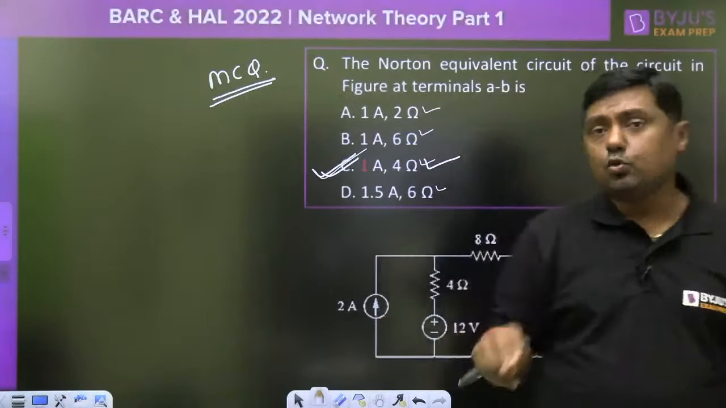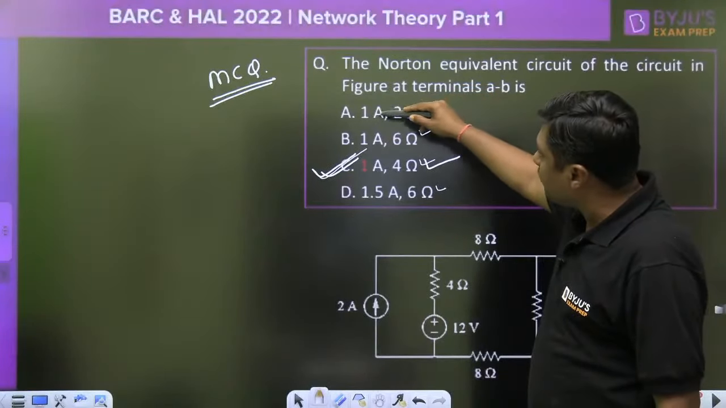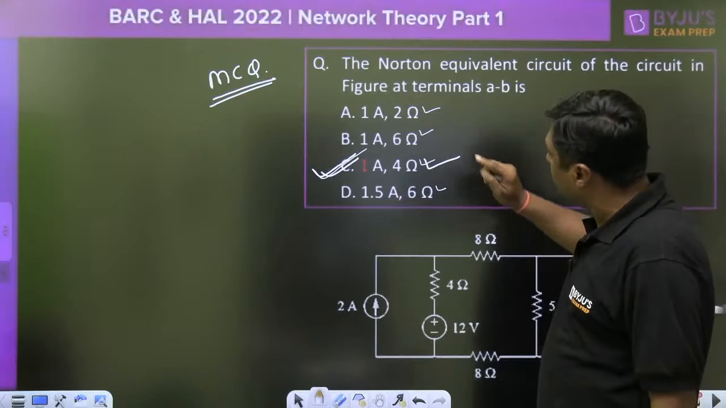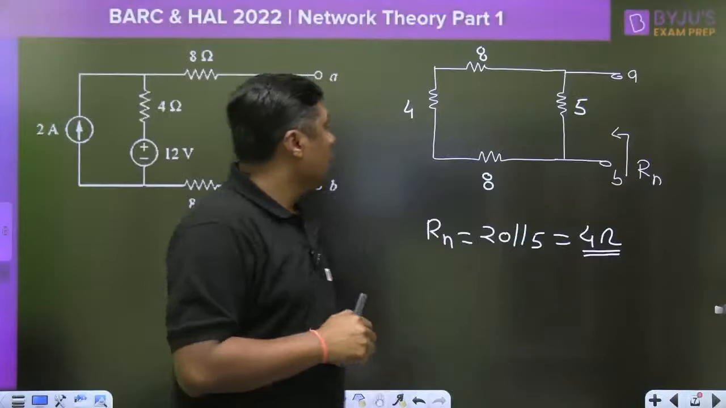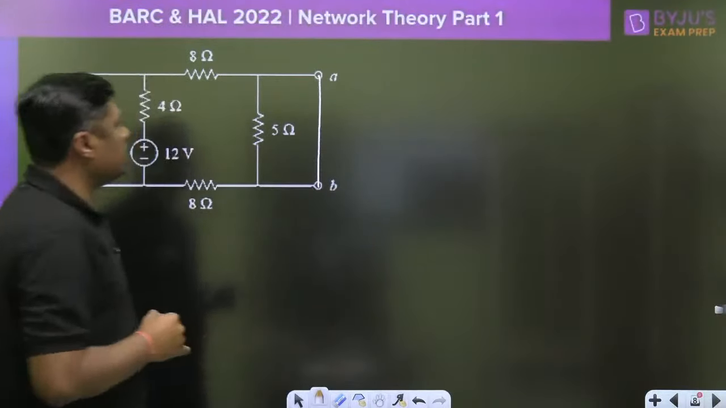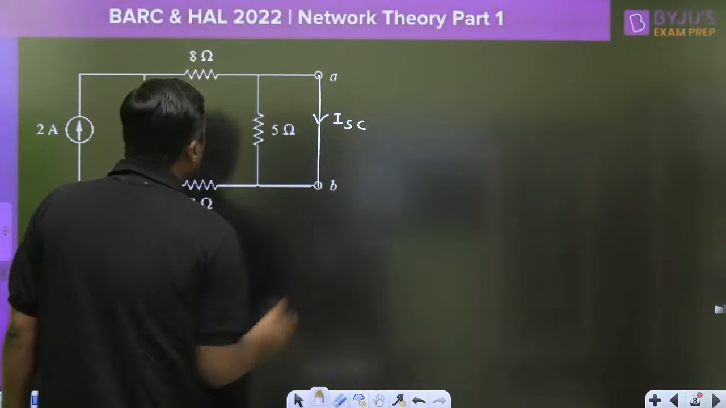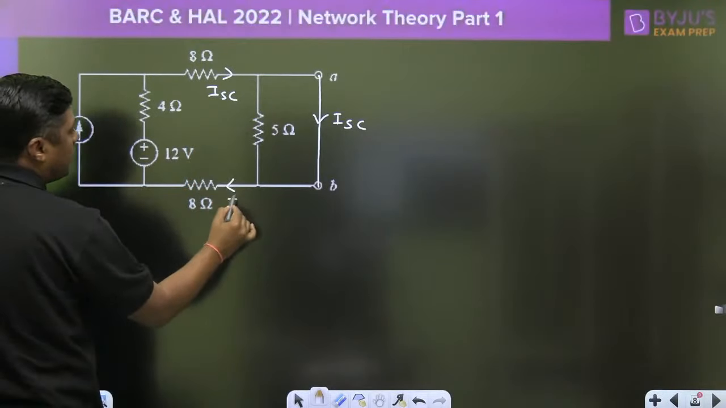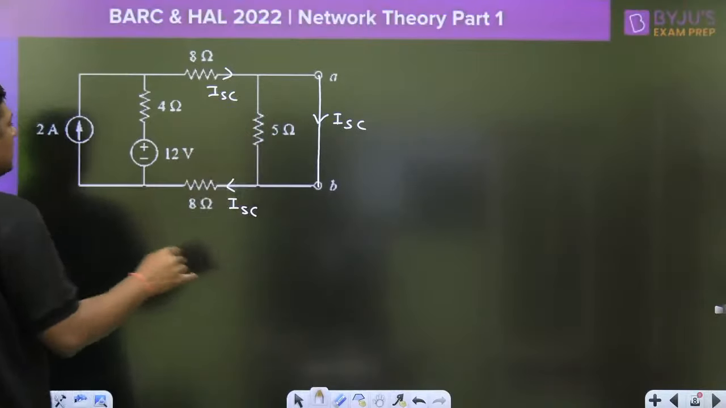If we are having two options, first of all, we are having different values, because here we are having 1 ampere, 1 ampere, 1 ampere and 1.5 ampere. Then calculate the value that is different. No need to calculate the Norton's current. Now, calculate the Norton's current. Simply short circuit. This is the short circuit. Remember, that is ISC. Same current will flow from this point. Why? Because this will act as short circuit, there will be no current.